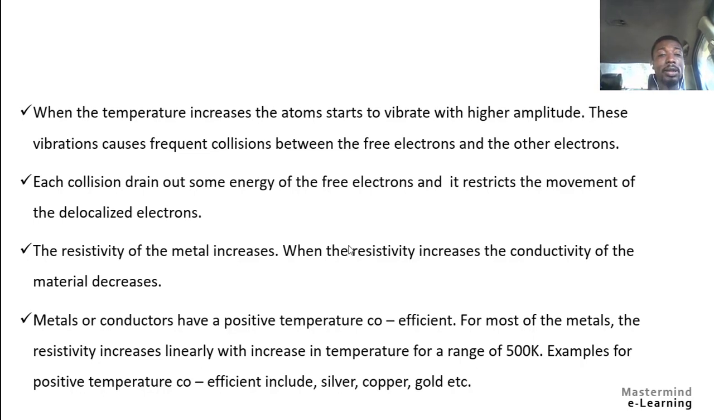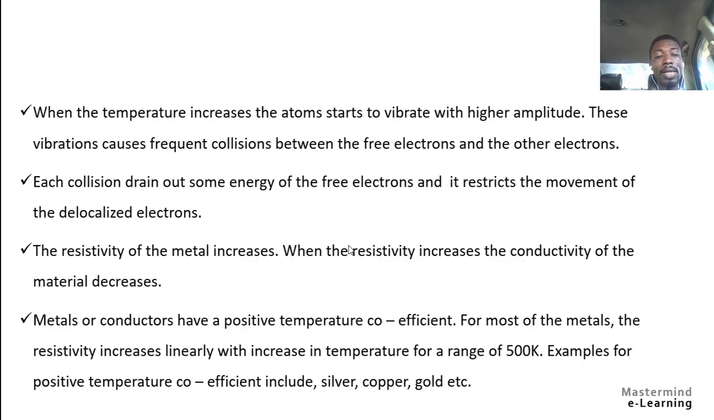These vibrations cause frequent collisions between the free electrons and the other electrons. Each collision drains some energy of the free electrons and it restricts the movement of the localized electrons. So this means that the resistivity of the metal increases. When the resistivity increases, the conductivity of the material decreases.